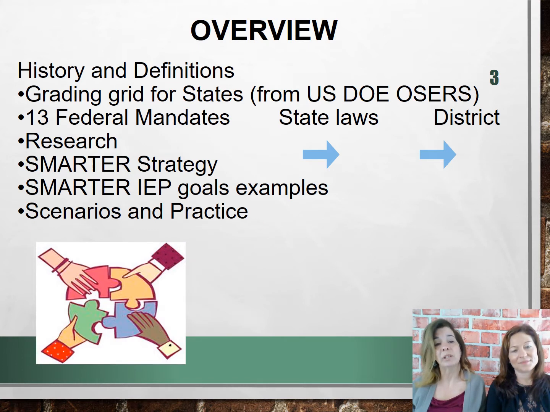So today we're going to talk to you a little bit about the history and definitions related to writing IEP goals and discuss with you the new grading grid for the states according to the Department of Education and OSERS. We will be reviewing the 13 federal mandates, talk a little bit about some state laws and some of our district requirements. Of course, we're going to be talking about research and introduce to you the S.M.A.R.T.E.R strategy that can help you write better IEP goals. We will go through this process and show you how to do this with some real-life samples.